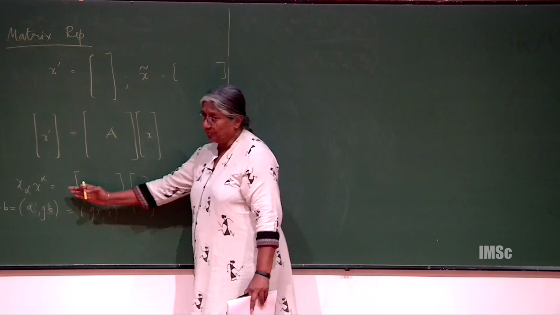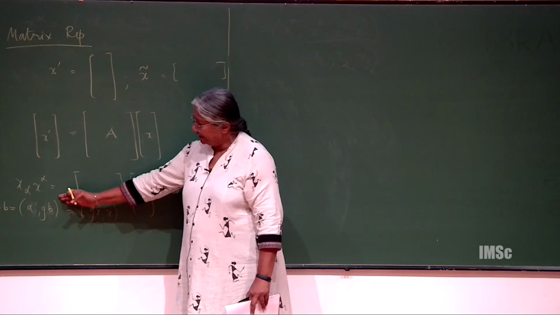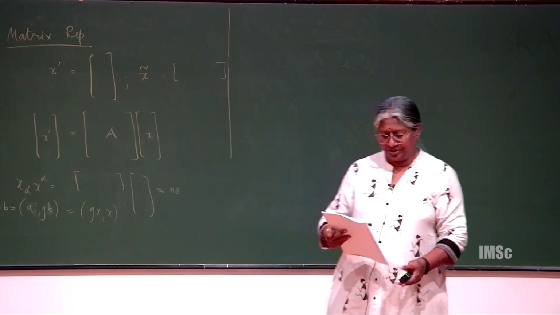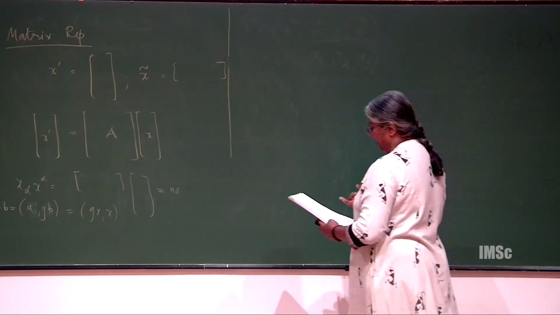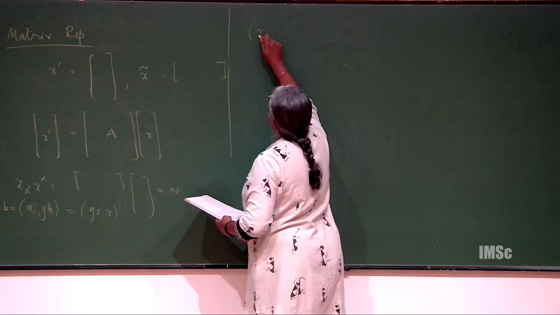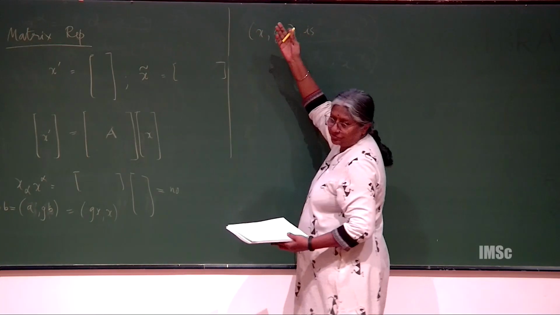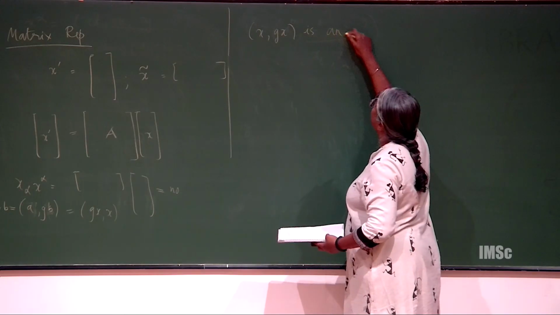So what is the special property of a Lorentz transformation? That x alpha is an invariant, right? So all the Lorentz transformations are under the constraint that s squared is an invariant.